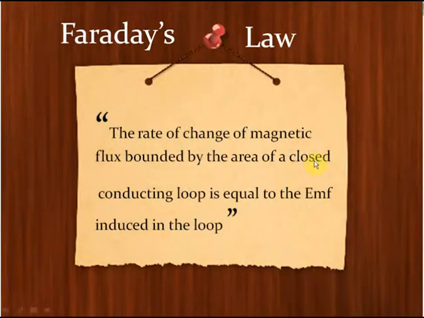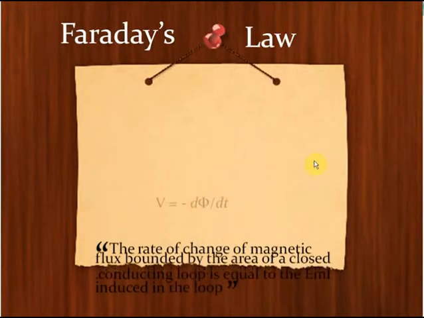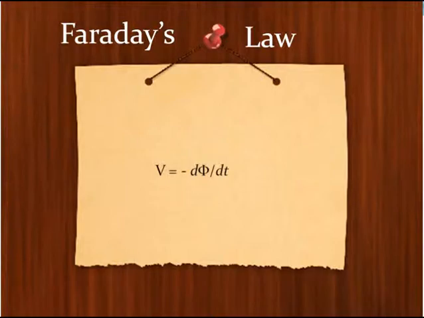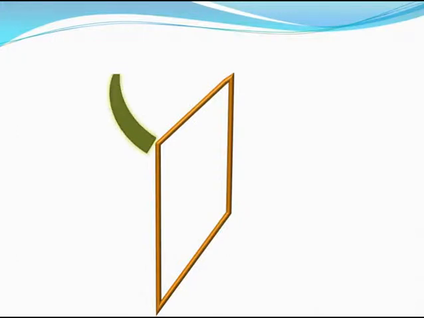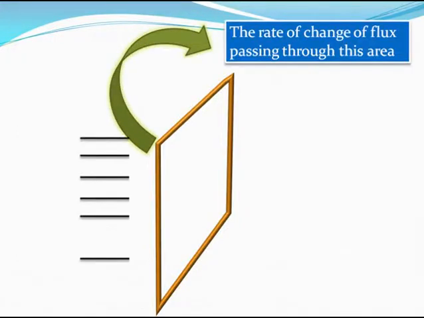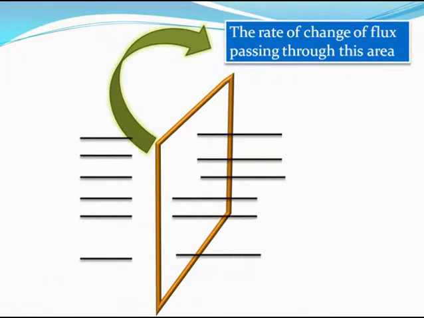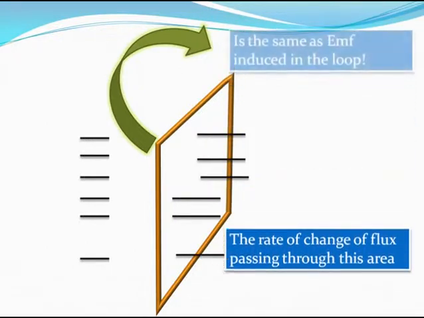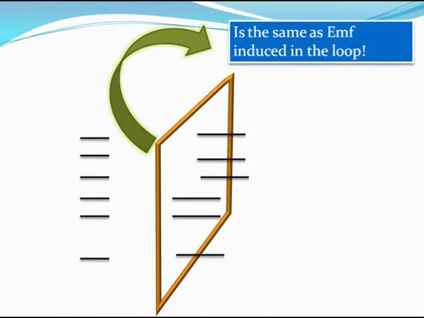That's interesting, isn't it? So for example, if there's a current carrying loop and the magnetic flux through it is changing, in that case an EMF will be induced in the current carrying wire, and the EMF will be dφ by dt. That is the rate of change of flux. So here we go. This is a current carrying loop. The rate of change of flux passing through this area will give us the EMF induced in the loop.